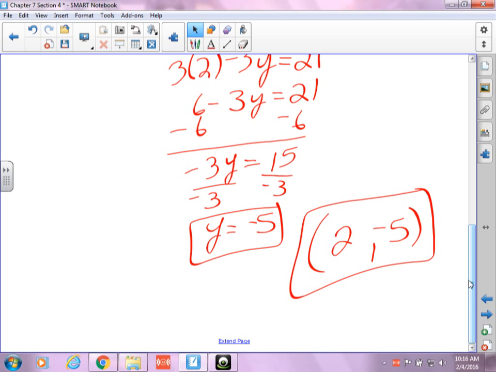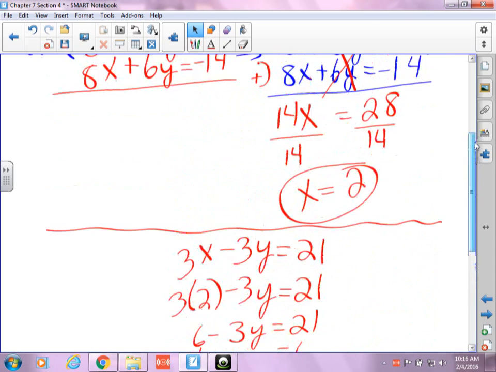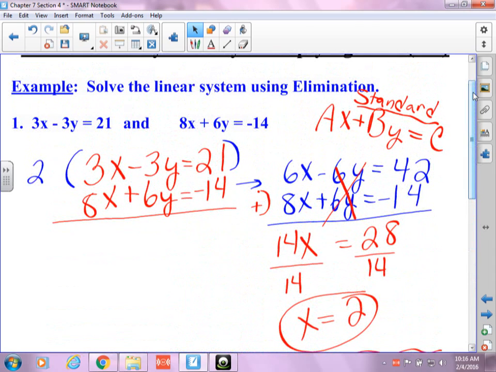You did something wrong, okay? Now, notice how I made my numbers in front of y the same. What if I wanted to make the numbers in front of x the same? This is what you can do. Let's say I don't know a number that both of them can go into. I can multiply the top equation by 8.